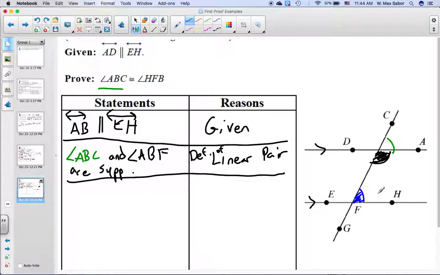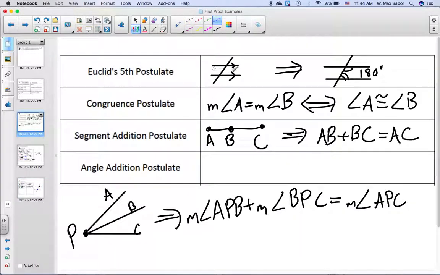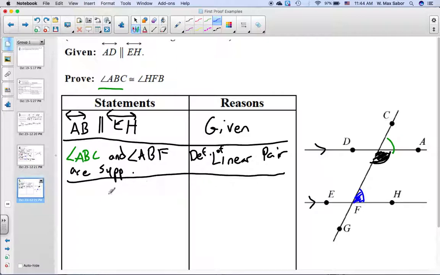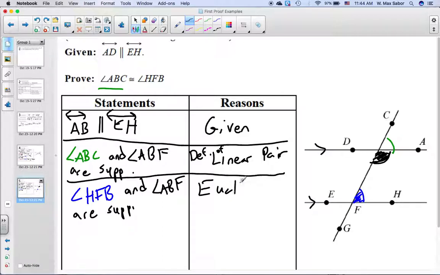Now, in order to connect this angle to the blue angle, I want to use Euclid's fifth postulate. Euclid's fifth postulate was, again, this, that if there are lines that are parallel, then their same side interior angles are supplementary. So HFB and angle ABF are supplementary, and that's because of Euclid's fifth postulate.